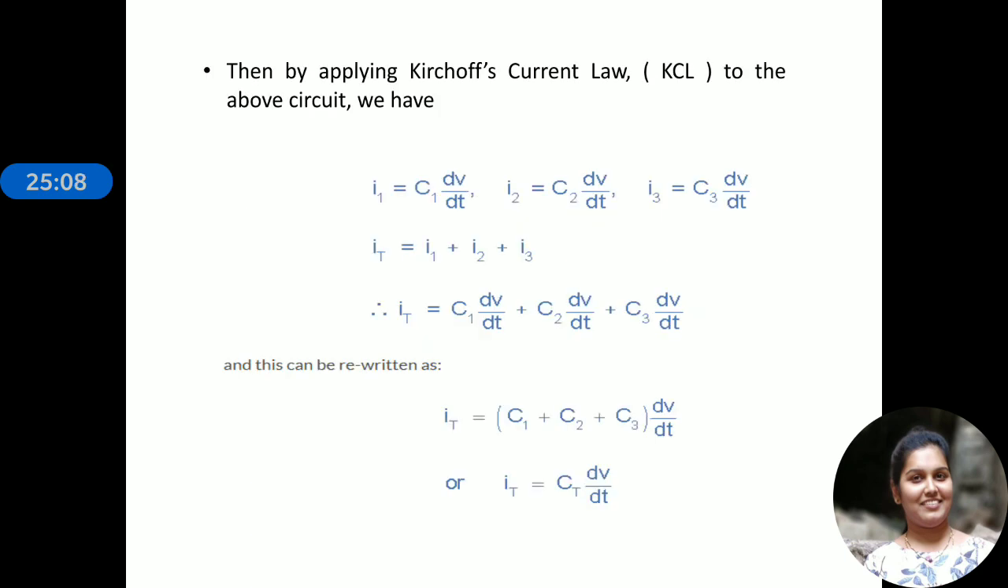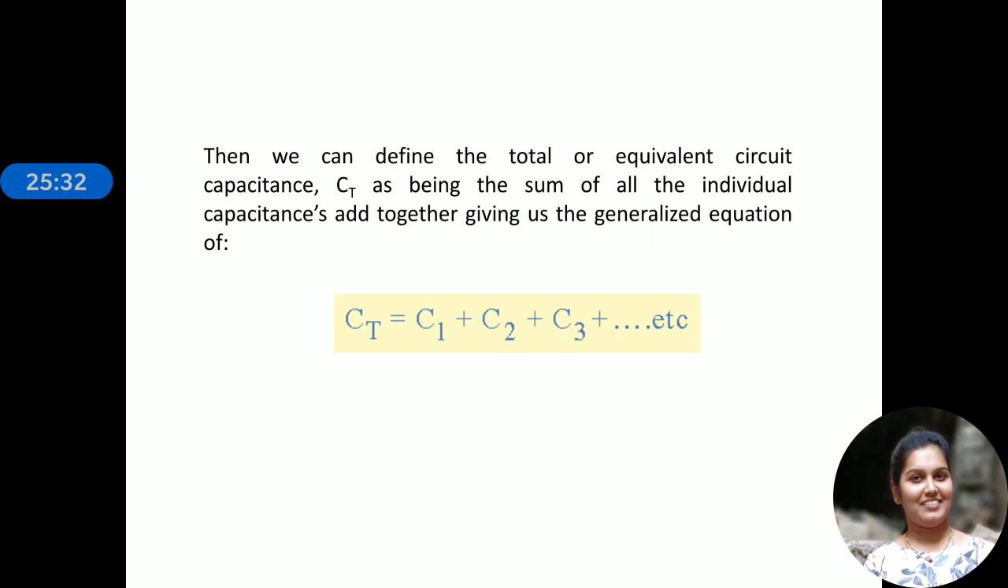So in this expression, if we cancel out the dV by dt terms, CT dV by dt is equal to C1 plus C2 plus C3 into dV by dt. So I am cancelling dV by dt here and dV by dt here, and we will be left with CT is equal to C1 plus C2 plus C3, right? So the total equivalent capacitance when capacitors are connected in parallel is CT is equal to C1 plus C2 plus C3, up to n number of connections we can do.